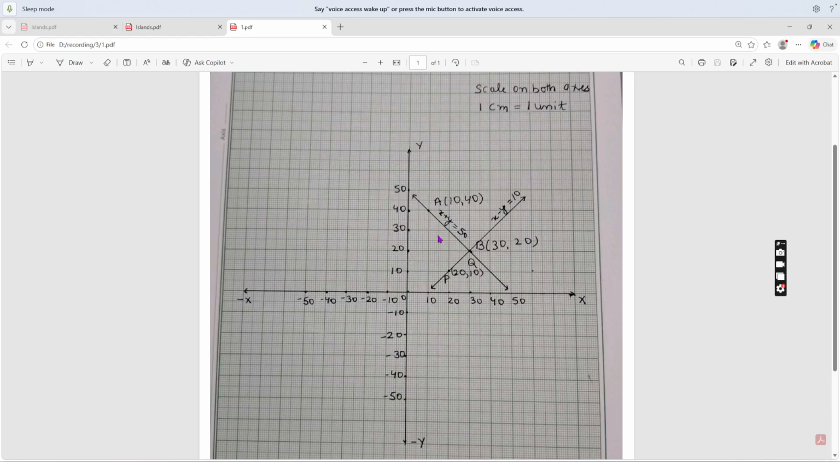Now just see the plotting of first point. First point is capital A, that is 10 comma 40. Here it is 10 and here it is 40. So this point capital A is 10 comma 40. Now we will proceed further.